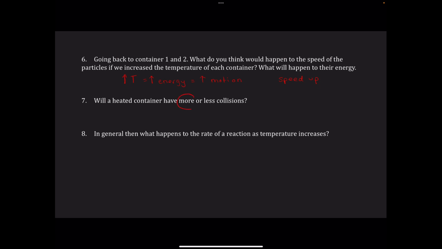What we would find is we're going to have more collisions. Particles move faster, they can collide sooner, they're going to collide more often. And then we're asked in general, what happens to the rate of a reaction as temperature increases? So if we're speeding up collisions, we're getting collisions faster and more often, we're going to find that our rate increases.